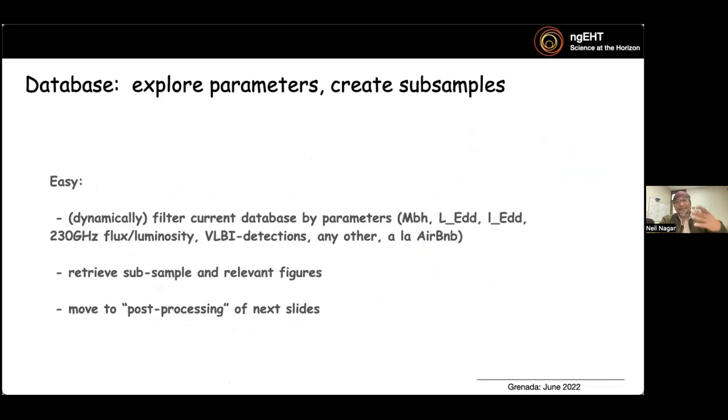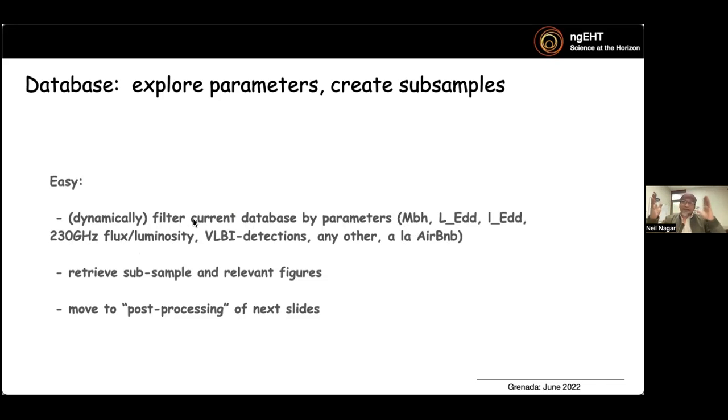We have to uniformize it a little bit. If all you want to do is explore parameters and create subsamples, that's very easy. As I said, it's kind of like the Airbnb interface that we're building. Right now it's command line, but we're building up the Airbnb interface where you basically just filter by anything you want: MBH, Eddington ratios or luminosities, fluxes, whether they are VLBI detected or not, redshifts and distances, as Priya asked.